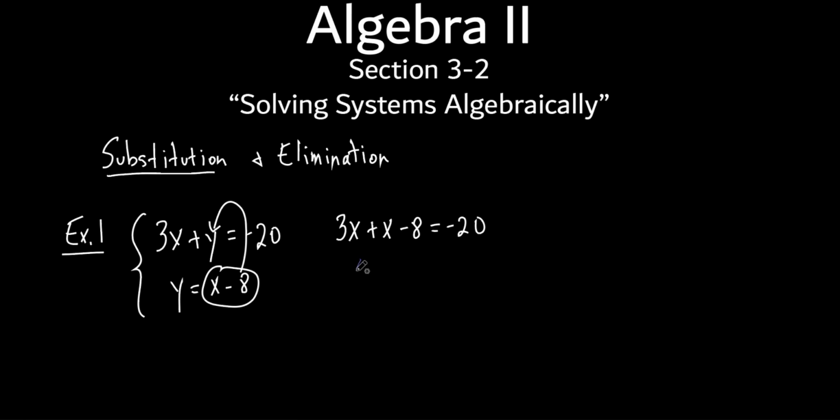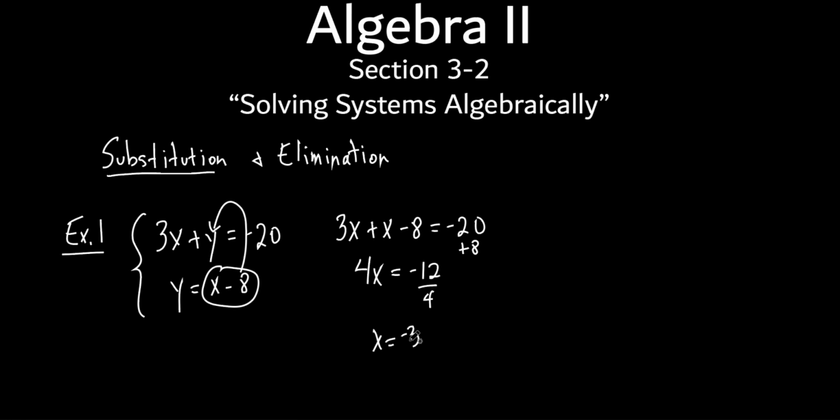3x plus 1x is 4x. Let's add the 8 to the other side. It's negative 12. All right, divide by 4. X is negative 3. Are we done? No, because we got to find what else. You got to find what y is.